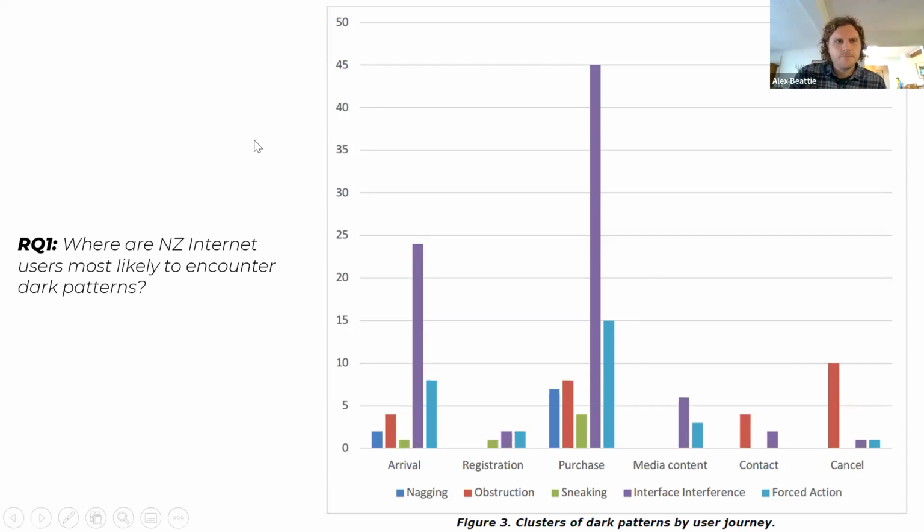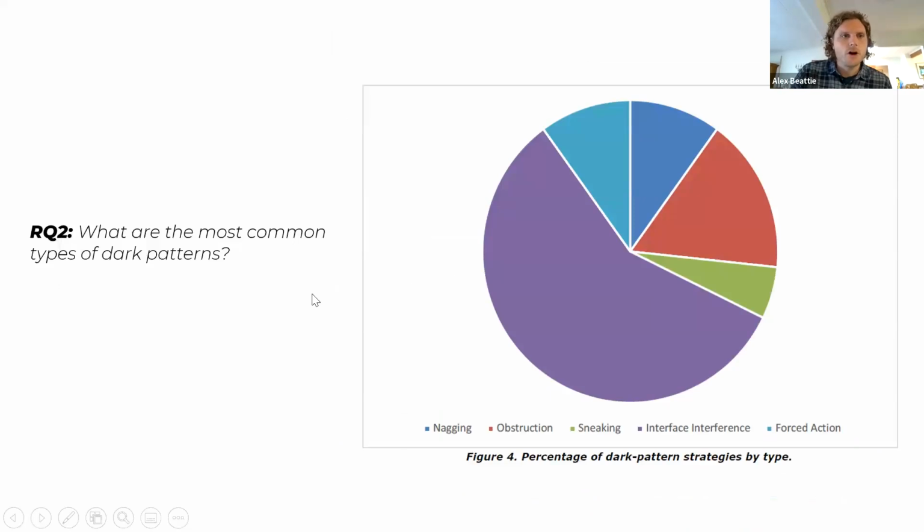Second research question, what were the most common types of dark patterns? You would have got an idea of this from the last screen, but the most common one was interface interference. So pop-up interstitial windows, lots of those, whether it's a media website when you're being encouraged to subscribe or donate, or when you're buying something and you're encouraged to think about something else, you may like this. That was the most common type of dark pattern, and it's probably the broadest high-level category, which we had some debate around, but that was the most common by far.